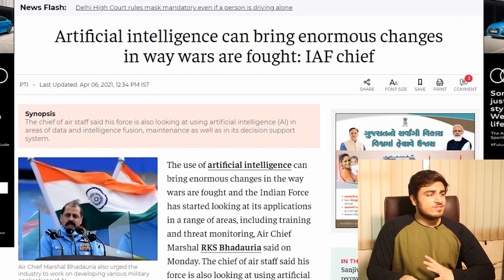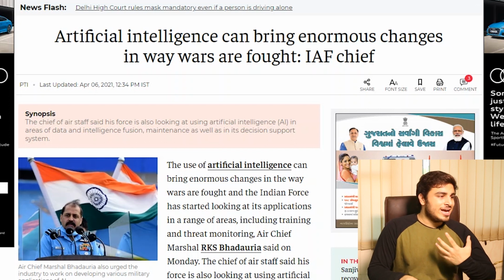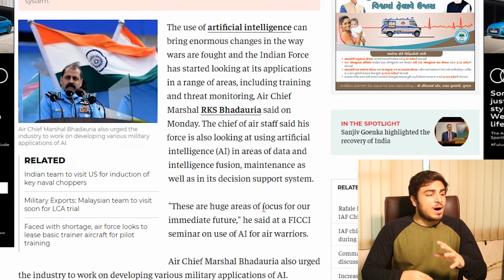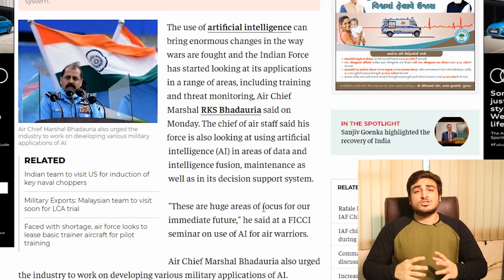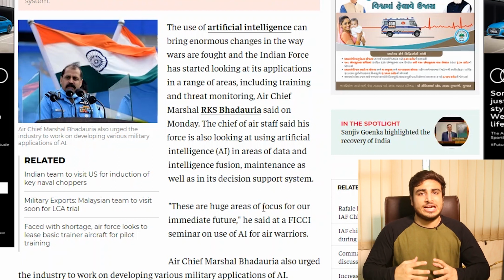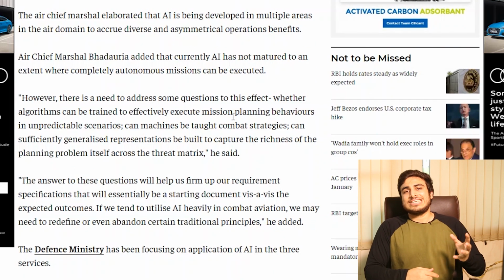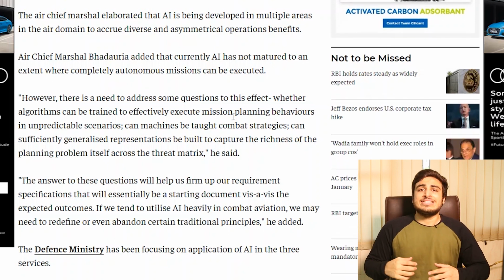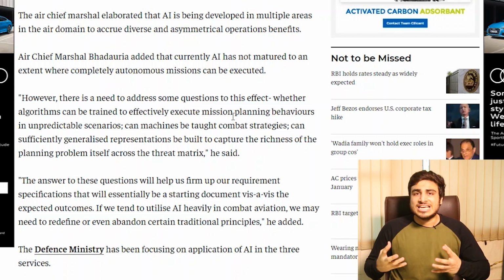Moving on to our next story, which is a companion piece to our previous story. Artificial intelligence can bring enormous changes in the way wars are fought, says the IAF chief. Air Chief Marshal RKS Bhadauria has urged people to work on applications that utilize artificial intelligence to help the Indian military. Although he has suggested that they have started integrating automation in some projects, he is saying that this is a long process and it is going to take a long time, as it also involves a lot of ethical questions, such as whether automation for weapons is dangerous or not.